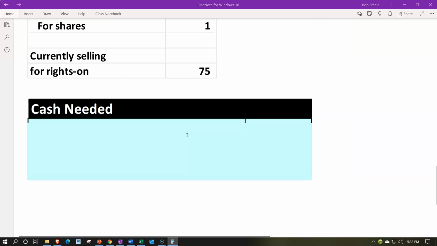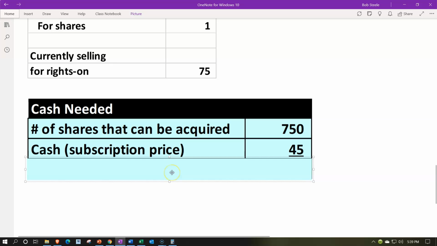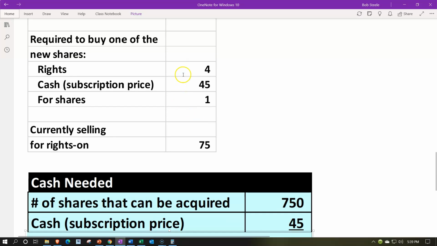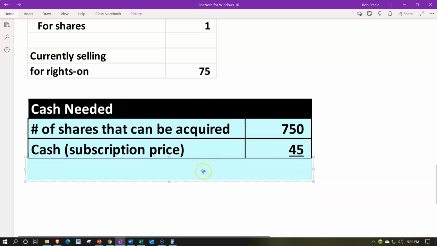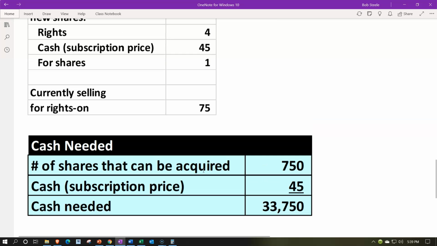So how much is that going to cost us if we want to take advantage of this excellent deal they're giving us? Well, the number of shares that we can acquire is 750, and the cash or subscription price is 45. In other words, we have enough rights at 4 rights per new share to buy 750 shares plus $45 per share that we want to buy. 750 times 45 means that it would cost us $33,750 in order to purchase the new shares at the discounted price.